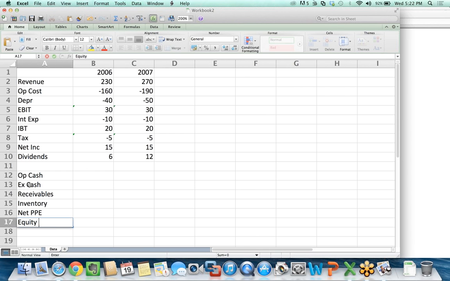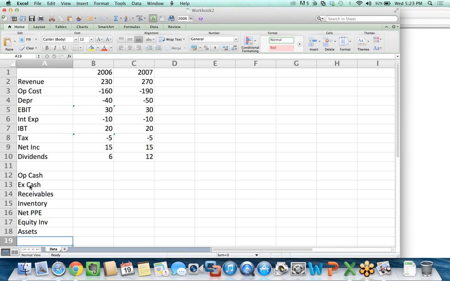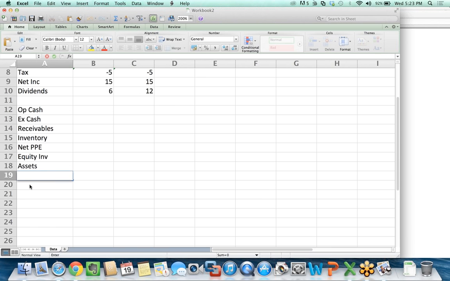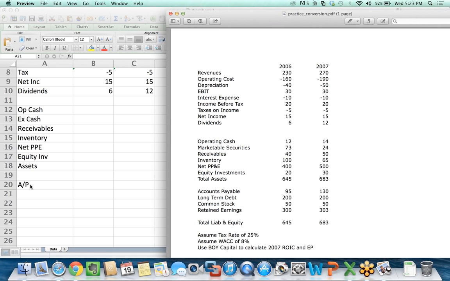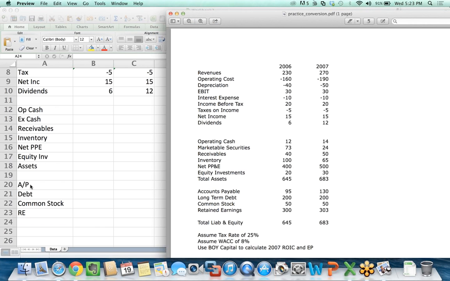Equity investments, and that would give us assets. And then on the balance sheet, we have accounts payable. What do we have next? Long-term debt. We have common stock, which often includes the additional paid-in capital, and we have retained earnings.